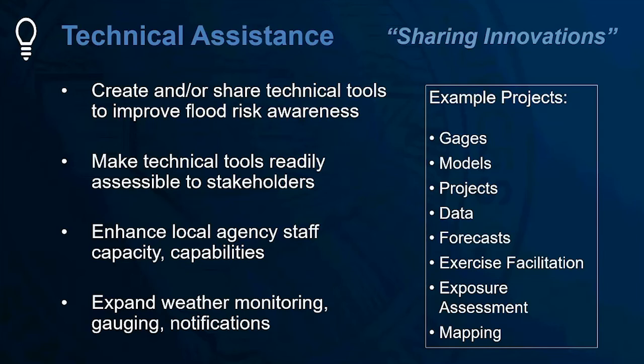And within the technical area cornerstone, some of the example projects that we hope to work on as a group is installing new gauges, designing and improving and sharing models, actually advocating for projects and talking about how those projects effectively reduce risk, sharing data, looking at forecasts, actually facilitating emergency exercises, going through and conducting exposure assessments, and of course, one of my personal favorites is going through and understanding and engaging in the development of mapping products, be it dam inundation maps and floodplain exposure maps.